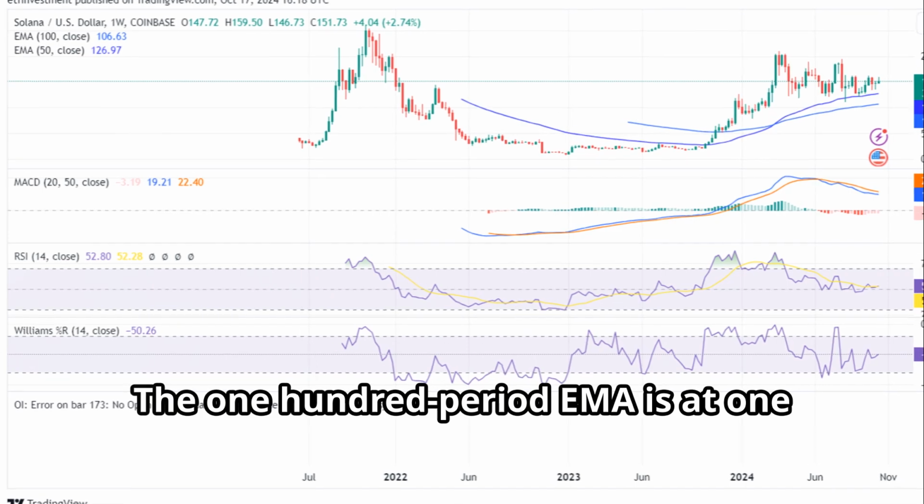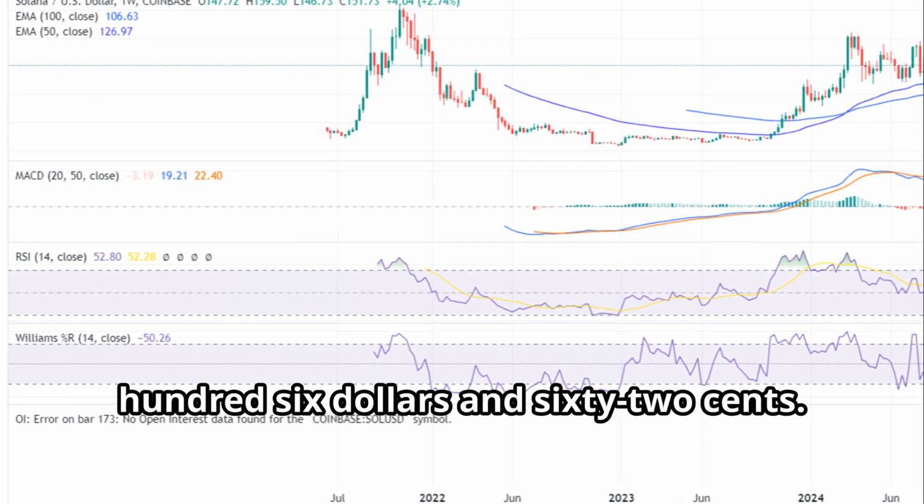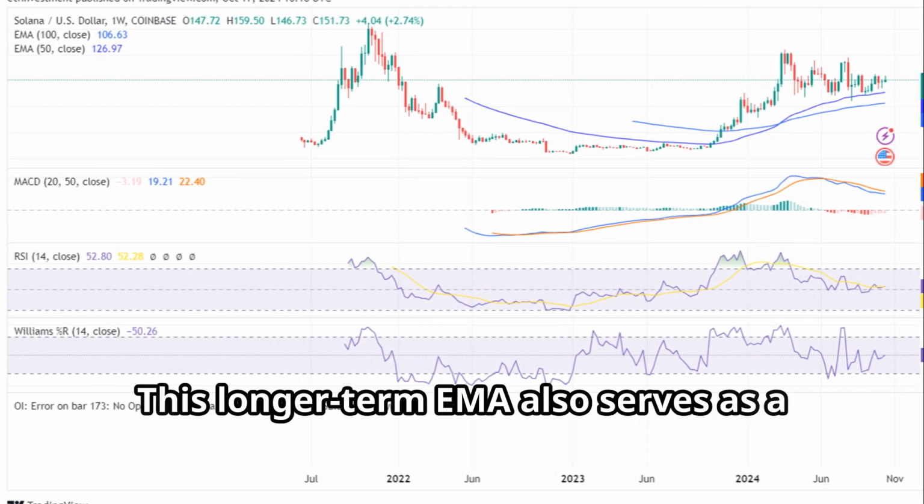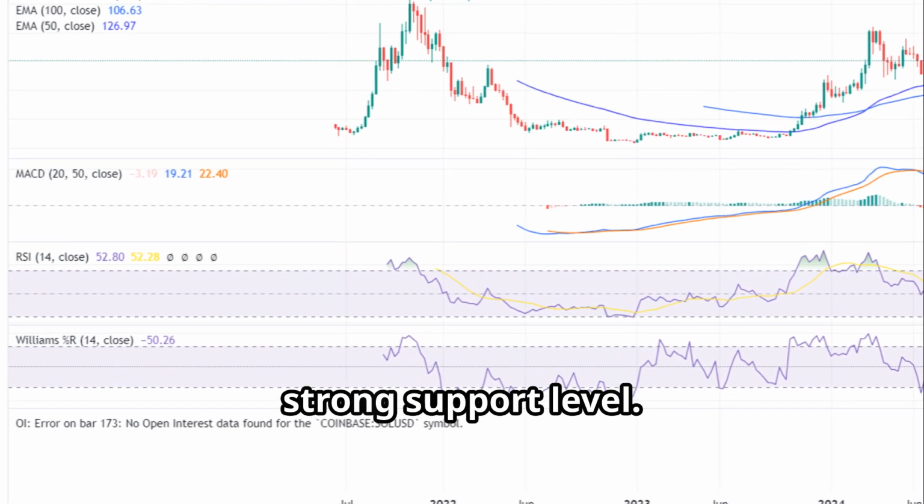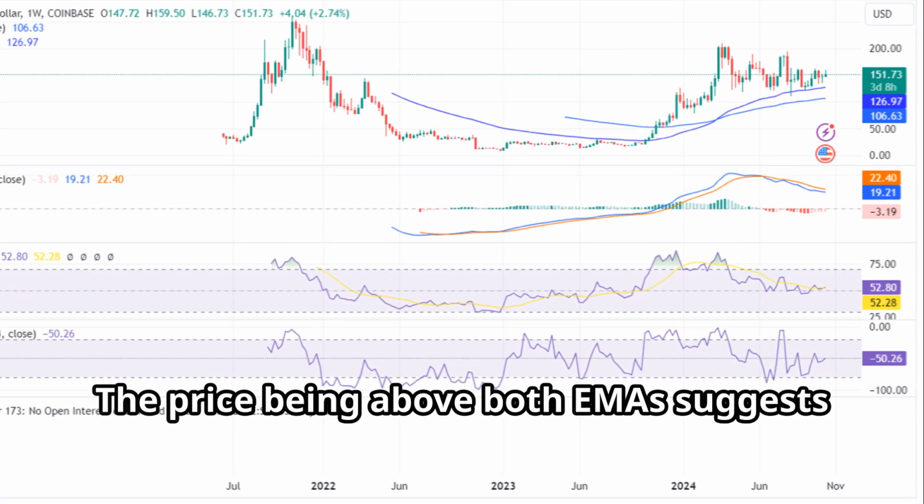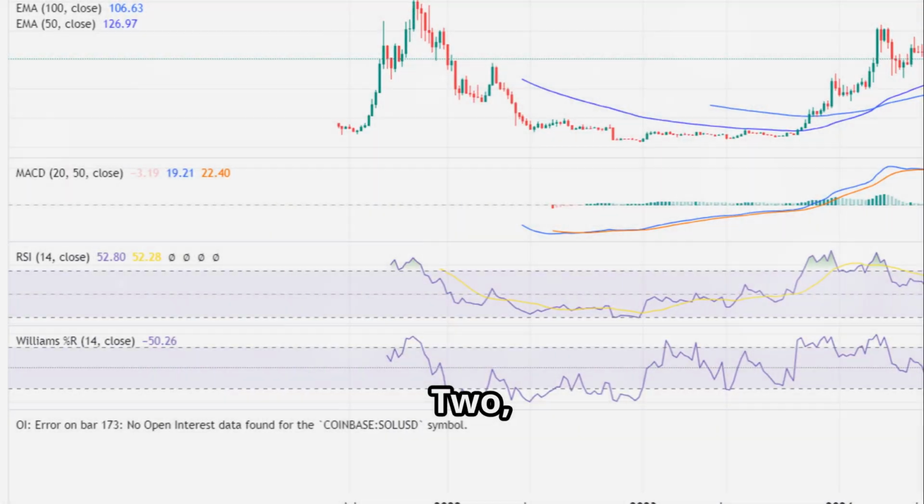The 100-period EMA is at $106.62. This longer-term EMA also serves as a strong support level. The price being above both EMAs suggests a bullish trend.